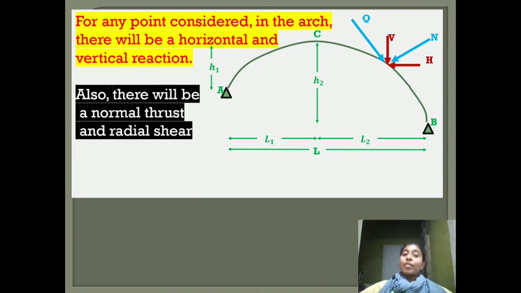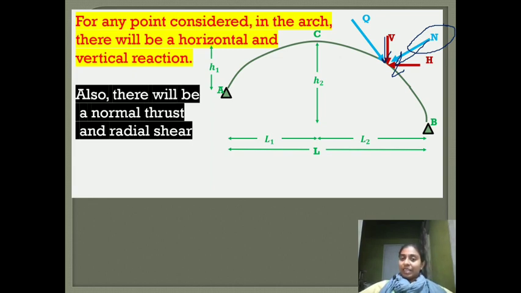Now, there will be a normal thrust and radial shear. See, this is called a normal thrust. Normal thrust will be acting like this. So, if vertical reaction is acting downwards and horizontal reaction is acting leftwards, your normal thrust will be acting between V and H, between the vertical shear and the horizontal shear.